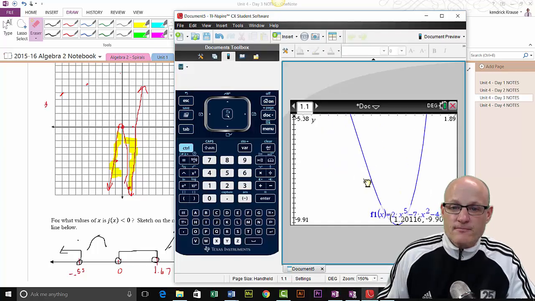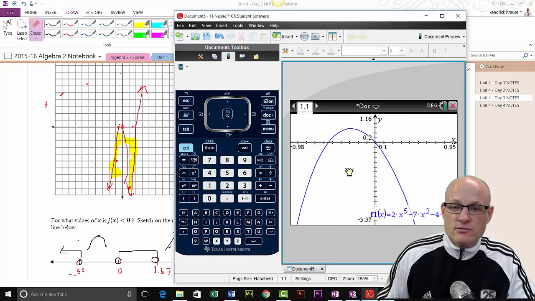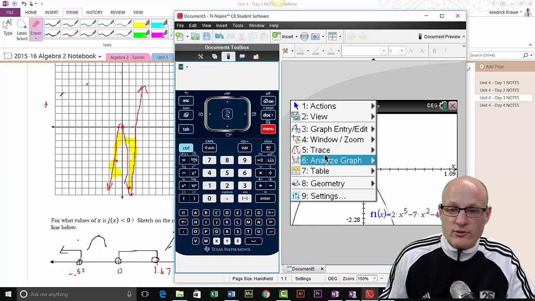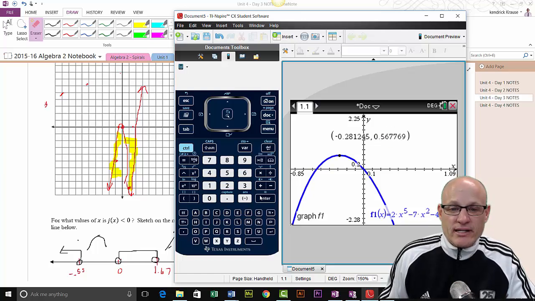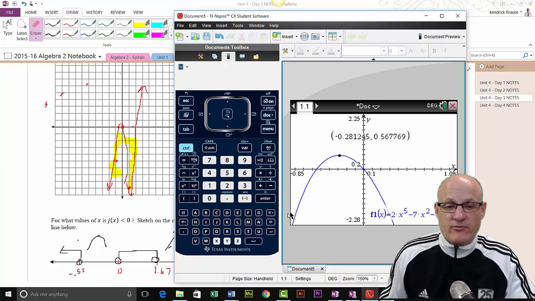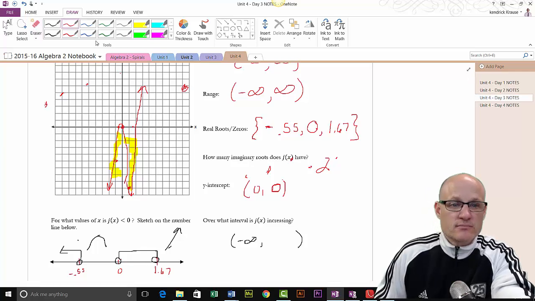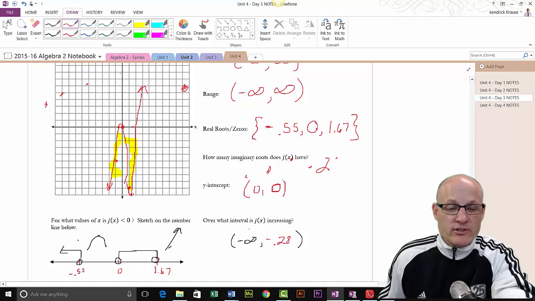Let's go back to this graph. Did we figure out what this maximum was? We didn't figure out what that point is. We got to figure out what this is right here. So go menu, analyze graph, maximum, click, click. So negative 0.28. So it is increasing from negative infinity to negative 0.28. Negative 0.28. And where is it decreasing?